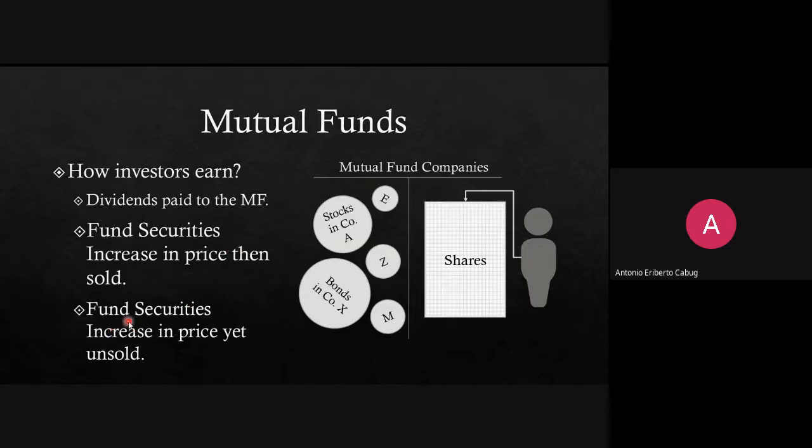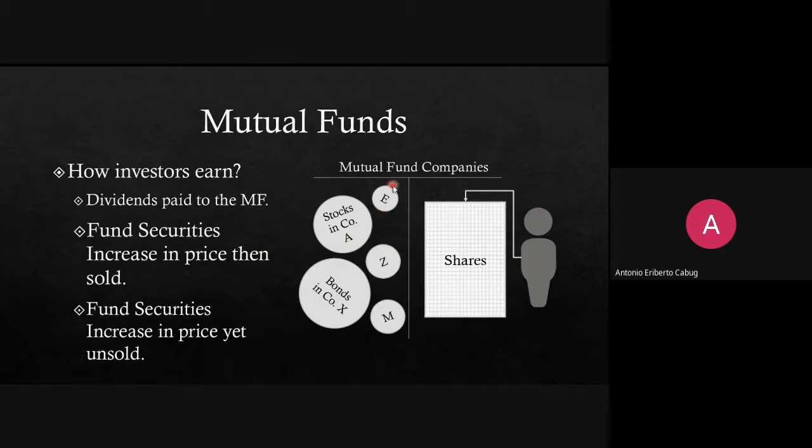Or, when the fund securities increase in price, but yet, it's not yet sold. If company E's stocks are not yet sold, we call that unrealized gain. So, dalawa ang pwede maging gain, no? There are two possible types of gain. Gain which is converted into cash, which we call realized gain. Gain which is not yet converted to cash. The securities are still being held. We call it unrealized gain. Okay?